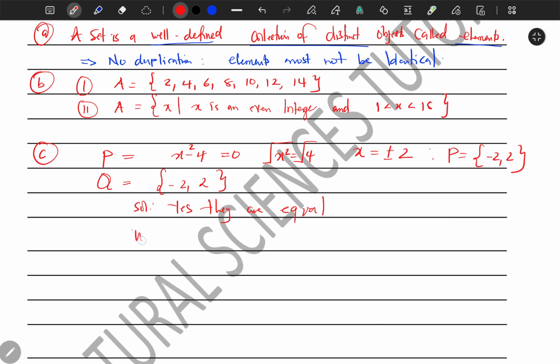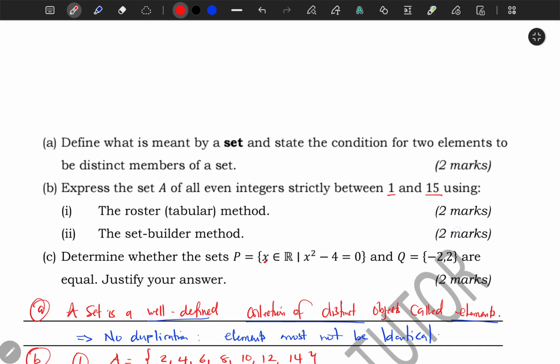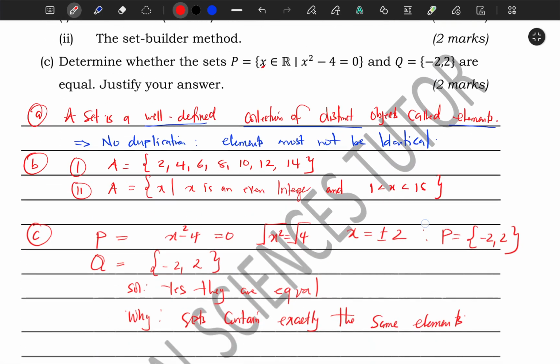And the reason why is because the sets contain exactly the same elements. You are done, and that will give you a good 8 marks.